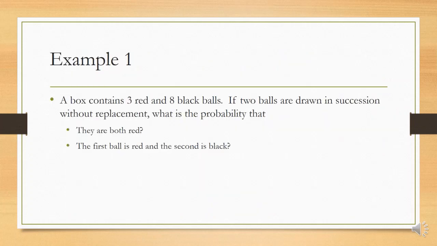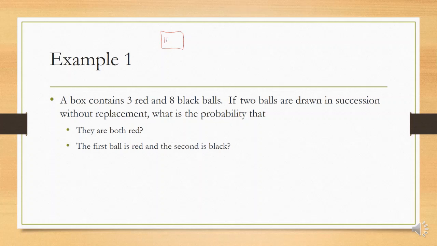Ngayon, ito yung example natin ng multiplicative rule. Okay? So, let us read the problem. A box contains 3 red and 8 black balls. If 2 balls are drawn in succession without replacement, what is the probability that they are both red? And the first ball is red and the second is black. Okay? Let us use the box method na ginawa natin dun sa counting techniques natin.